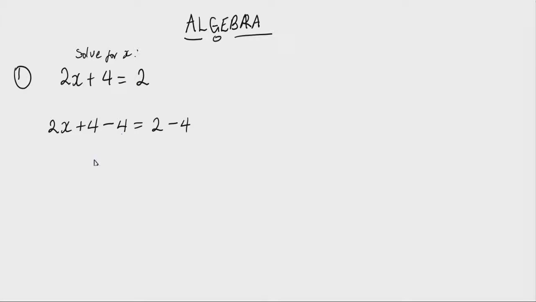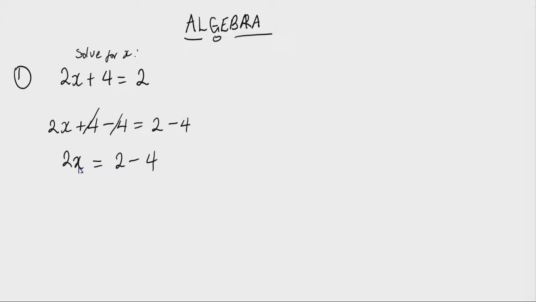So now what we do here is you cross out. Obviously, you have plus 4 here, you have minus 4 here. You can cross these out. And now you have on the left side 2x is equal to 2 minus 4. It makes the problem a little bit easier, it's going in the right direction.